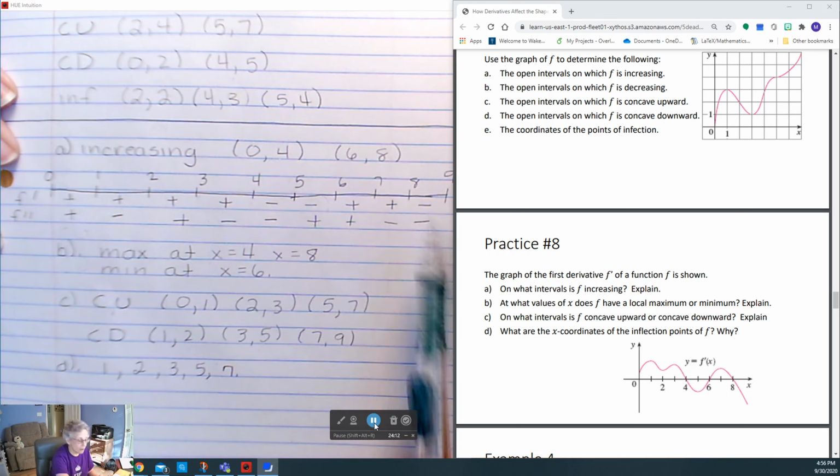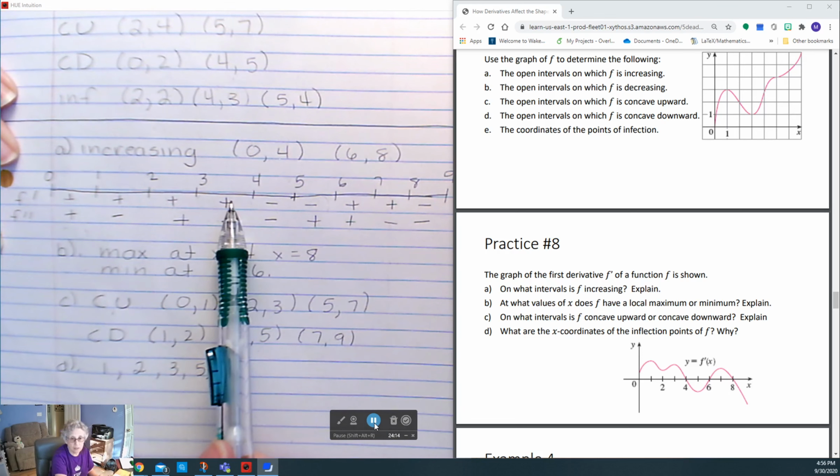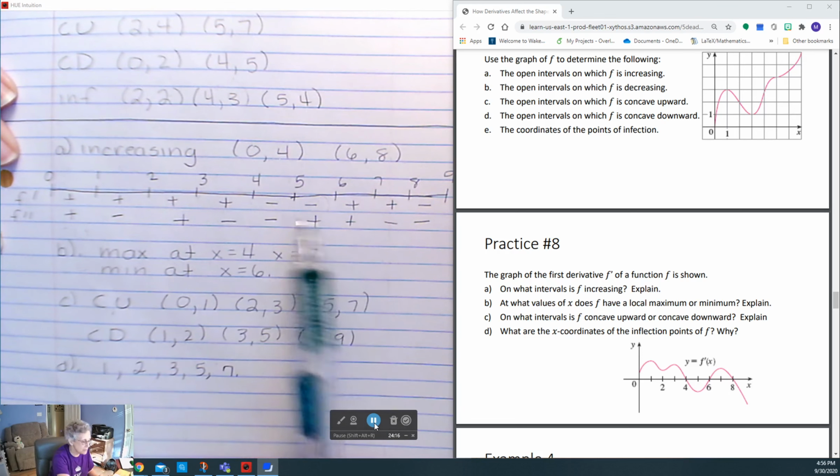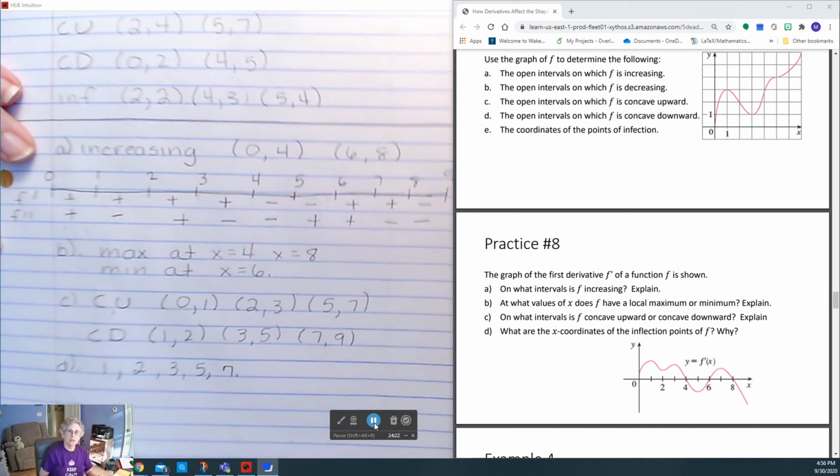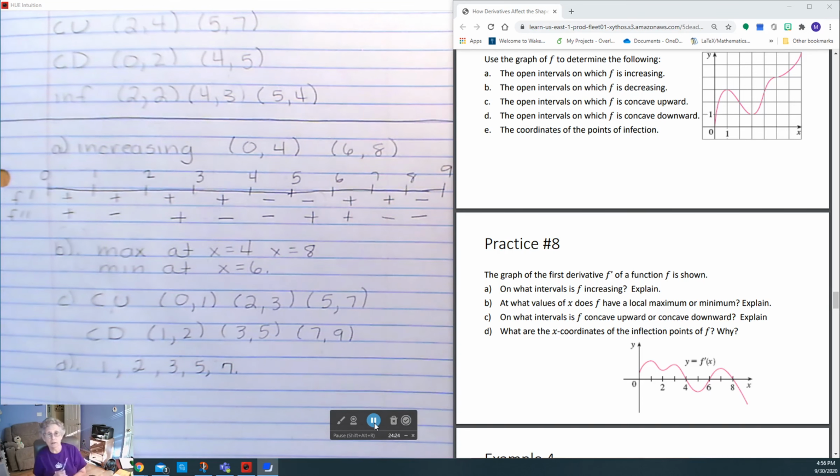So the top row is easy. I just looked at the graph. Where the graph is above the x-axis, the derivative is positive. Where the graph is below the x-axis, the derivative is negative. The second derivative is a little harder. You have to think about the derivative of the first derivative. Well, the first derivative is positive when it's above the x-axis, but its derivative is positive when it's increasing.